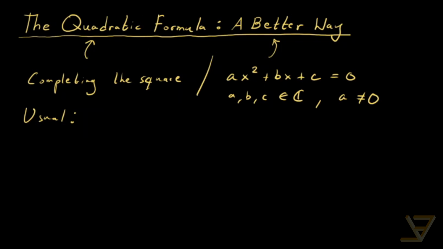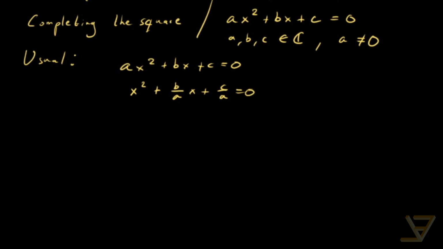So what we do in the usual case is that we start with ax squared plus bx plus c equals 0. And since a is non-zero, we can divide out by it. So we get x squared plus b over a x plus c over a equals 0. Then we rewrite the second term so that there's a coefficient of 2. We get x squared plus 2 times b over 2a x plus c over a equals 0.